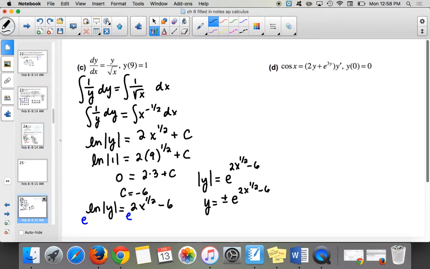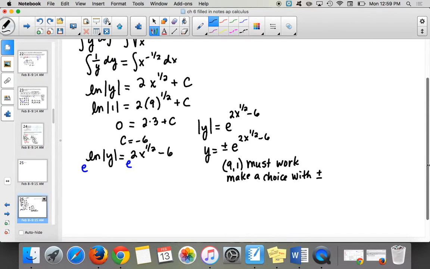Now here's the weird thing. They used to accept this as an answer on the AP test, but they will not accept it now. This is the point (9, 1). (9, 1) must work. So make a choice with your plus or minus. So we have to decide which one it's going to be.